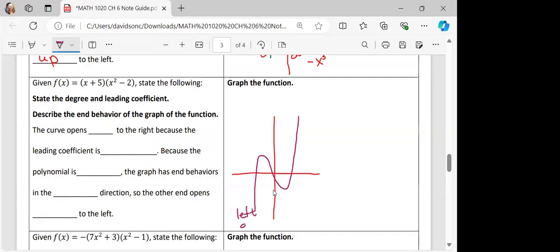Left opens down. The right opens up. This looks like x cubed. So the degree is the highest power, which is going to be the cube, the 3. The leading coefficient we see is going to be positive. And because the ends go in the opposite direction, we know it's cubic.